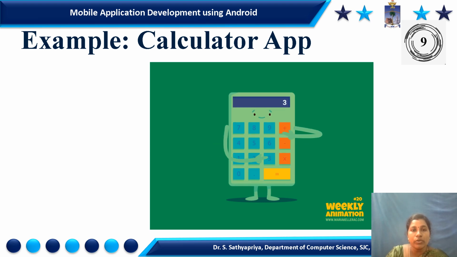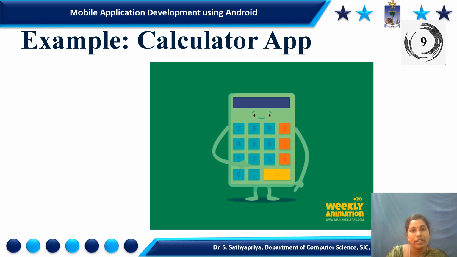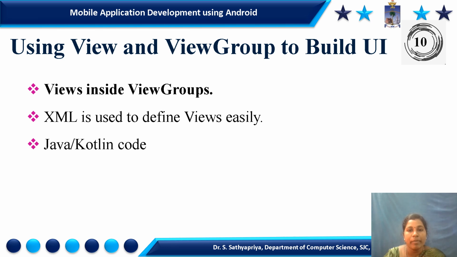It's responding to user input. The entire keypad 0 to 9 and operators are placed inside a view group which aligns the buttons in rows and columns. Every screen in an Android application is structured using views and view groups only. These elements define the UI layout and how users interact with the application.